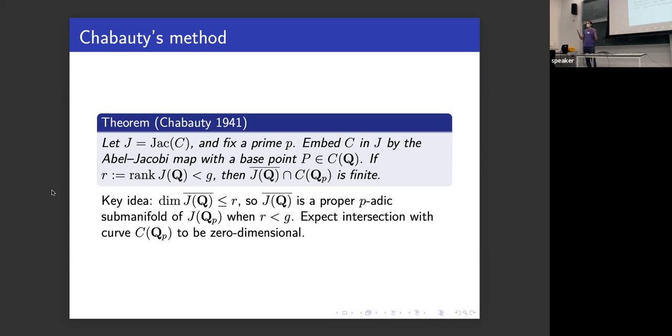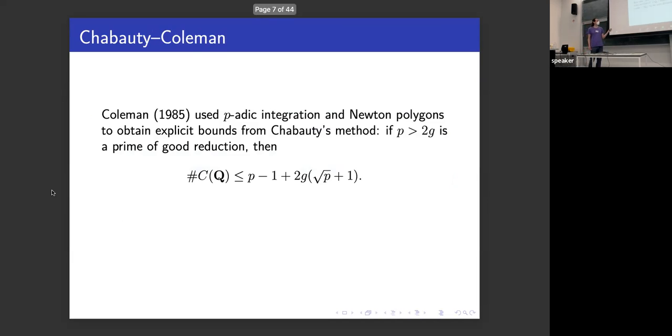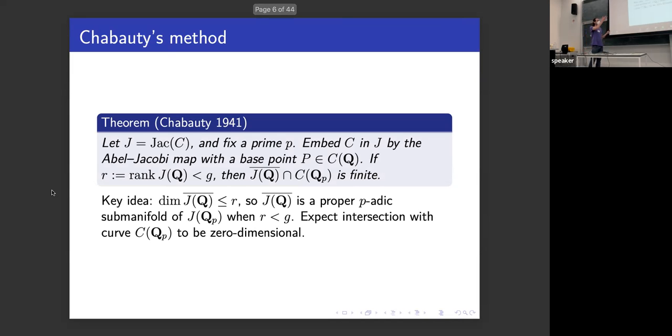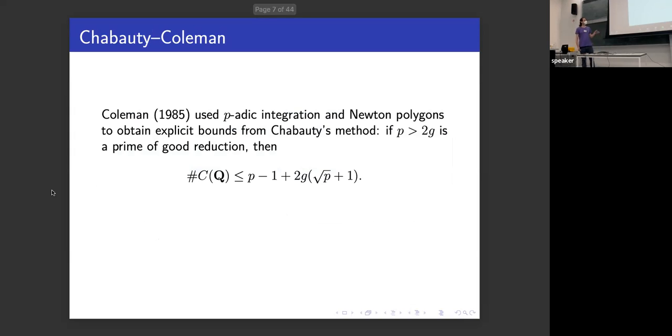And so then you intuitively expect that if you take some proper p-adic submanifold and intersect it with a curve, well, generically you'd expect this to be zero-dimensional, right? And Chabauty's proof essentially shows that yes, indeed, this is the case. When rank is less than genus, the intersection with the p-adic points of the curve is zero-dimensional and therefore finite by compactness.